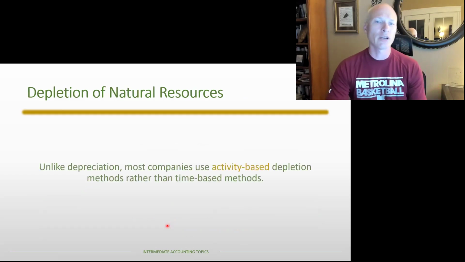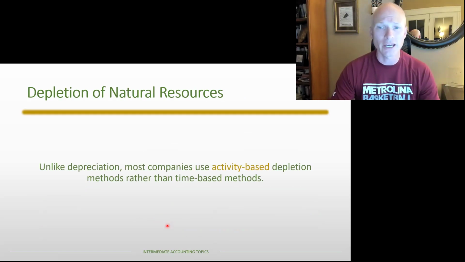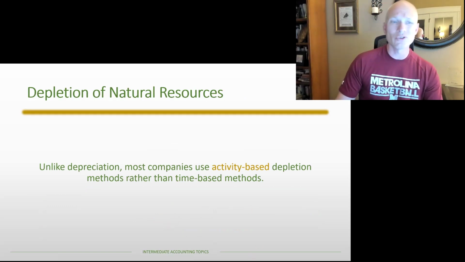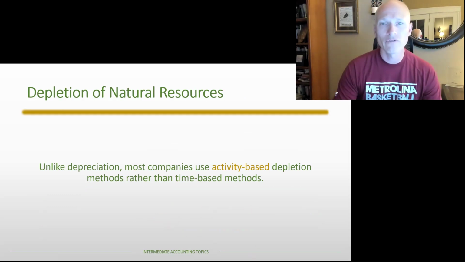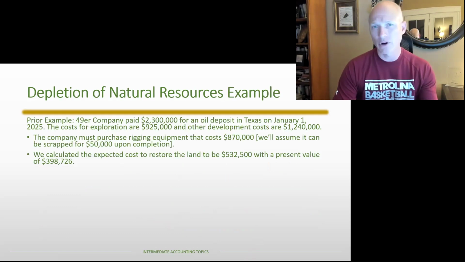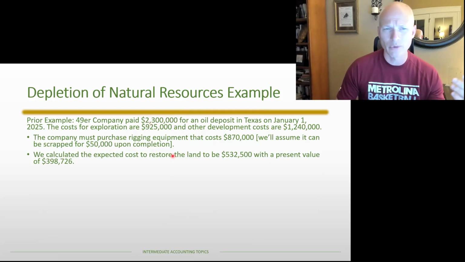So depletion, we're going to focus on that because similar to what we just did with depreciation, it is an activity-based method. And so most companies, that's what they're going to use. You can use time-based, but we're going to focus on activity-based. And so a new example here, because again, we're going to focus on natural resources, is the company paid 2.3 million for an oil deposit. Again, if you remember from a couple lectures ago, we did this example. So we're just bringing that one back.